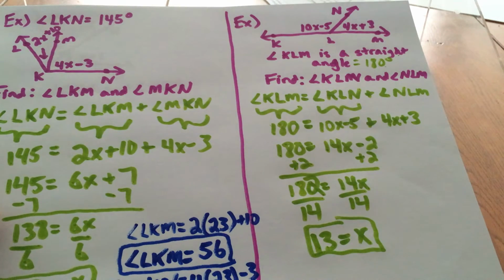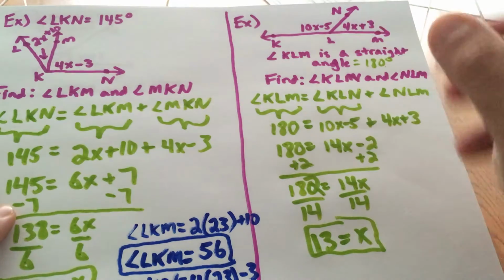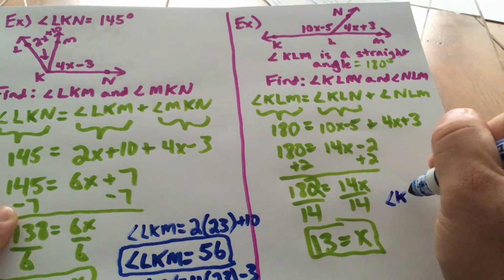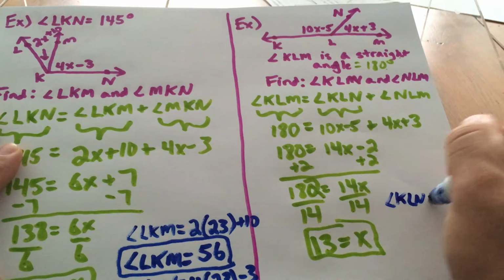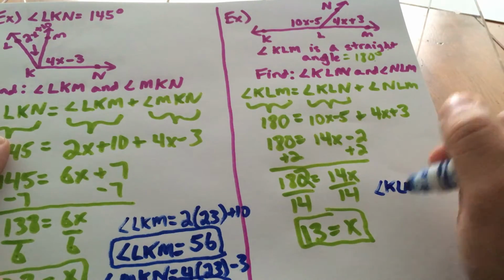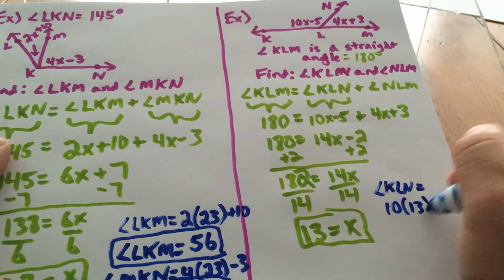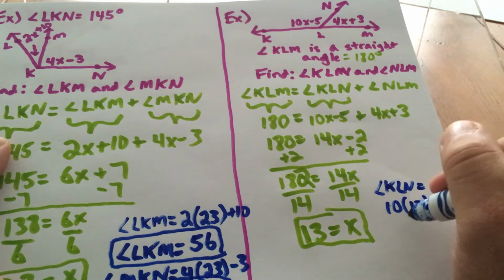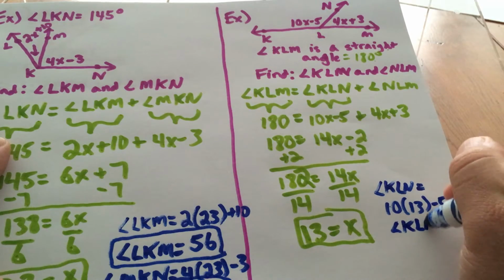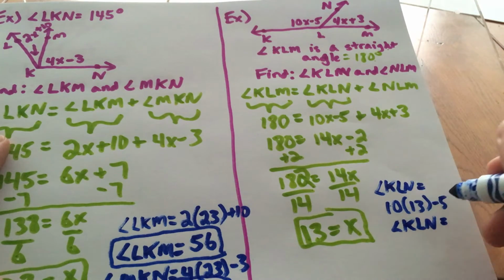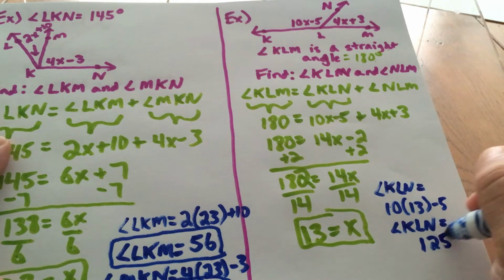All right. But again, they didn't ask us for x. They asked us for the angles. So angle KLN is equal to 10x minus 5. So 10 times 13 minus 5. So angle KLN is equal to 130 minus 5, which is 125.